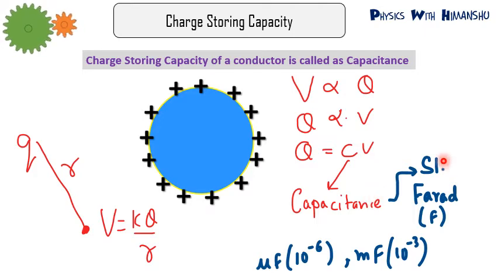The SI unit of capacitance is farad, and 1 farad is a very large unit, so we use smaller units such as microfarad and millifarad. Micro is 10 raised to power minus 6, milli is 10 raised to power minus 3. The value of capacitance defines how much charge a conductor can store, and it generally depends on the area of a capacitor.